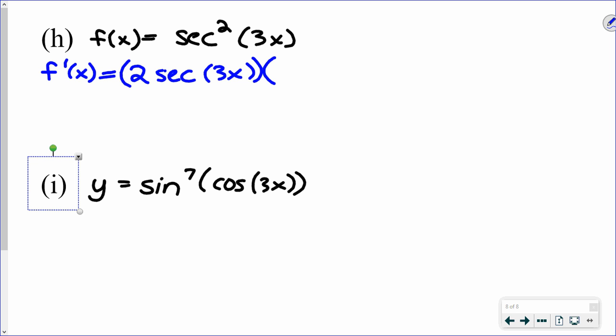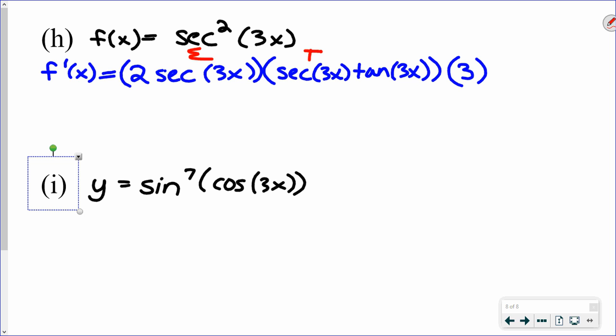Okay, the T in ETA is you find the derivative of the trig function. Derivative of secant is secant times tangent. But notice again, I'm keeping the angle the same. So the derivative of secant of 3x is secant of 3x times tangent of 3x. You just got to keep the angle the same. But then eventually you'll multiply by the derivative of the angle, which is 3. Okay, so again, this is our ETA.